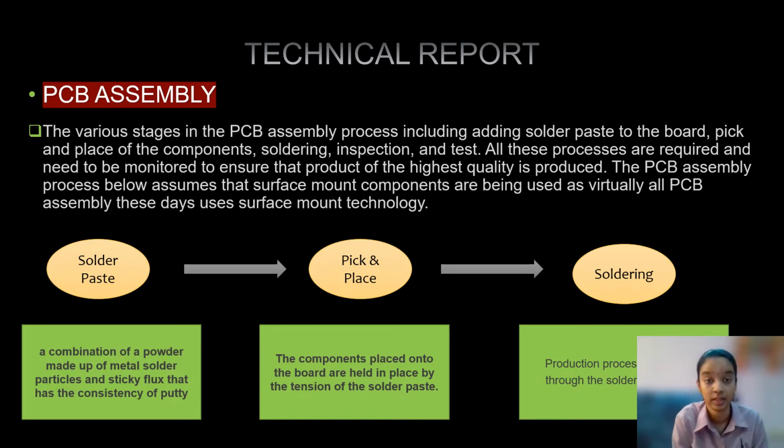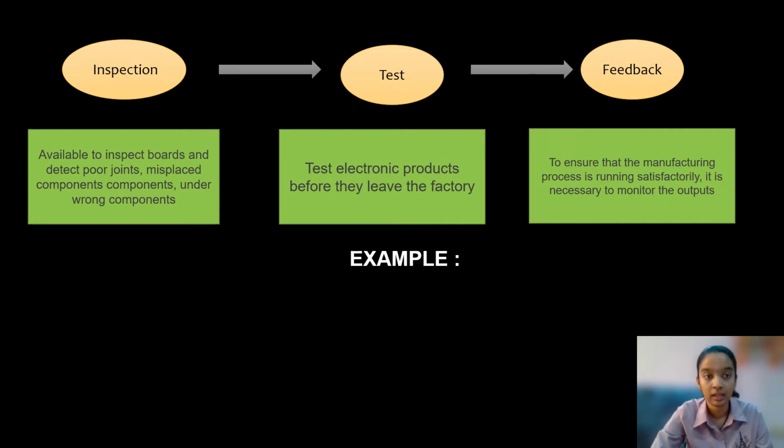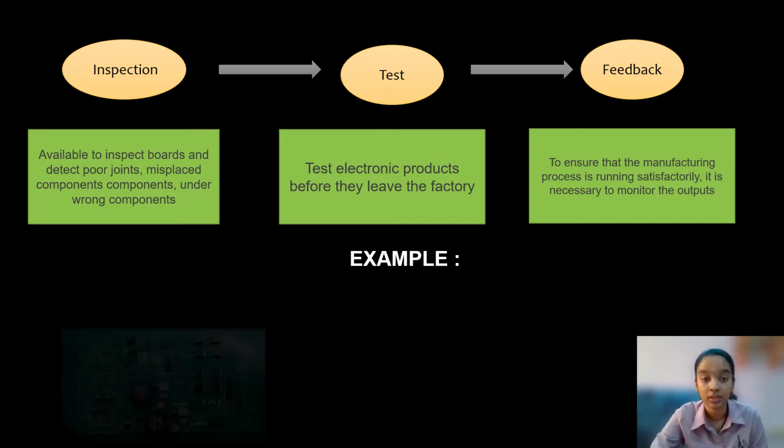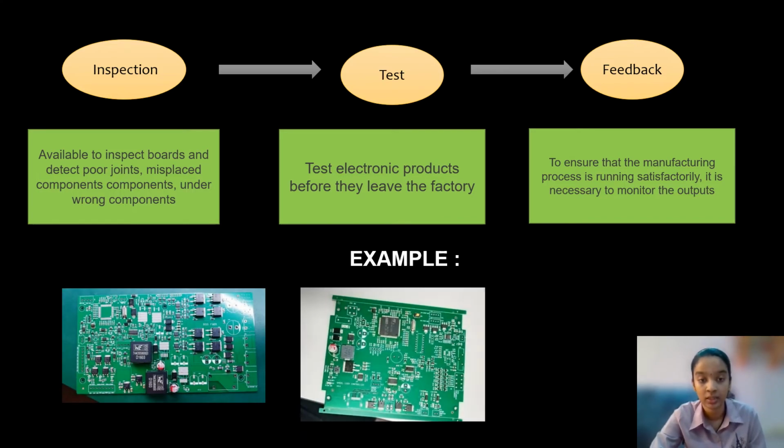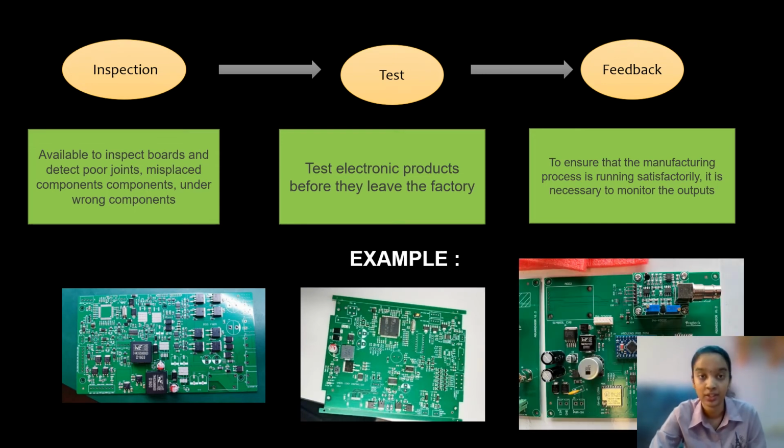PCB assembly is a process including adding solder paste to the board, pick and place of the components, soldering, inspection, and testing. All these processes are required and need to be monitored to ensure a product of the highest quality is produced. So as usual, solder paste first, then pick and place of the components, and soldering. The next is inspection. Inspection is to check if there are any wrong components, testing the products, and feedback from the clients. This is an example of the PCB board that I did during my internship.